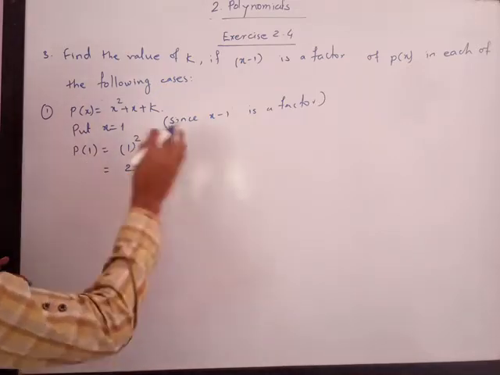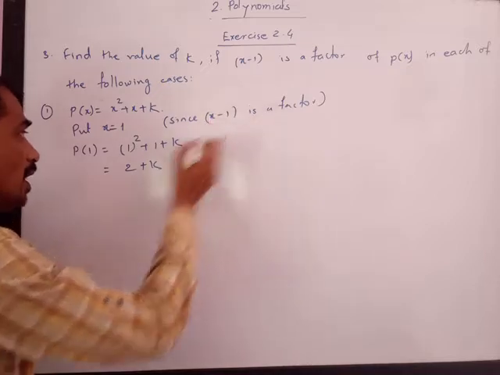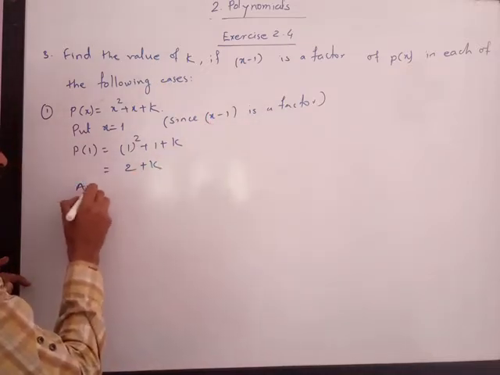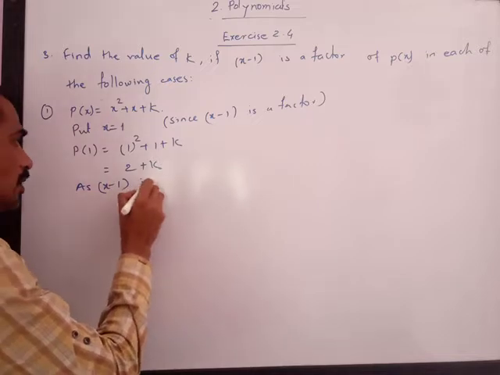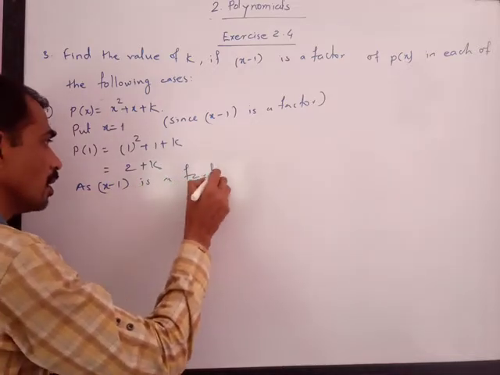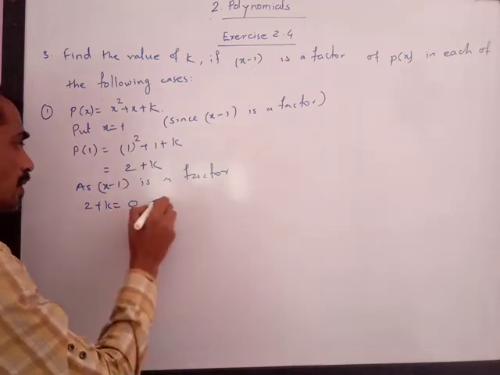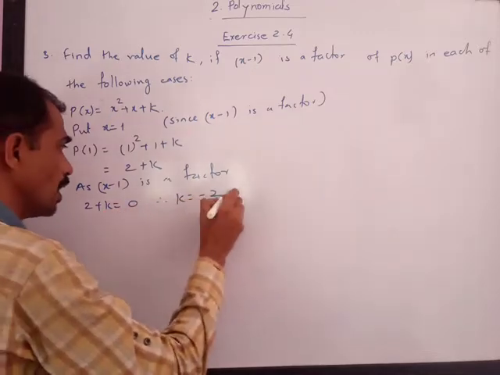Now, since x minus 1 is a factor, this 2 plus k must be equal to 0. As x minus 1 is a factor, this value 2 plus k is equal to 0. It means k is equal to minus 2.